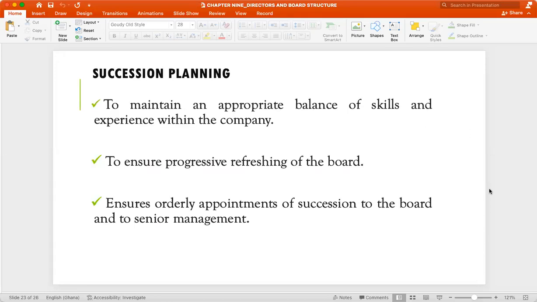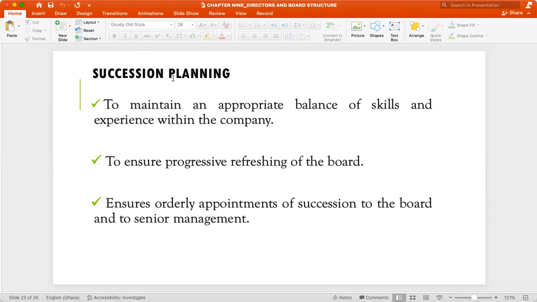Good. As part of board issues and management of the company, companies must pay attention to succession planning, especially at the top level. You must at any point in time have an idea as to who will become the next CEO, who is likely to become the next chair of the board. You don't wait until anything happens before you start the process. So good succession planning is part of good corporate governance.